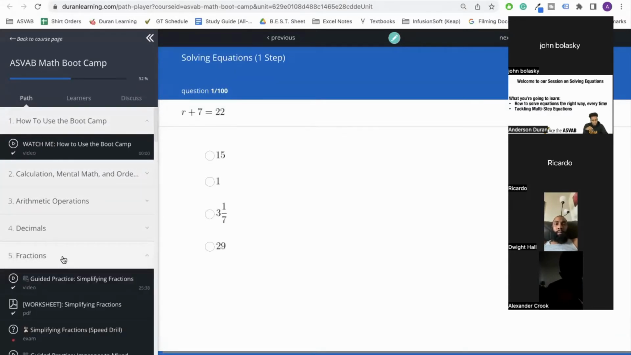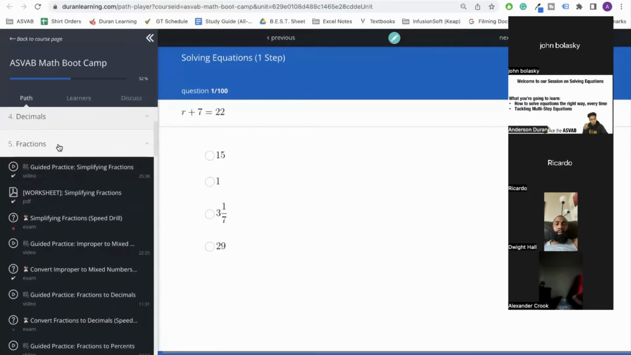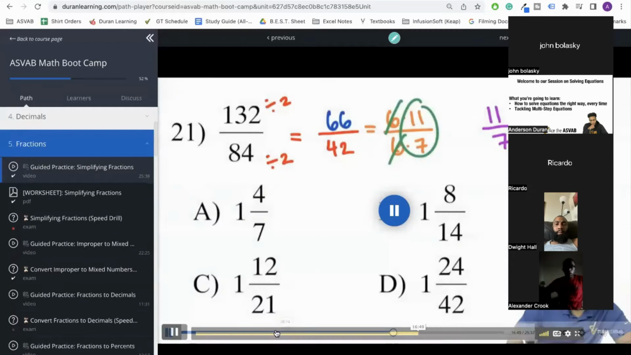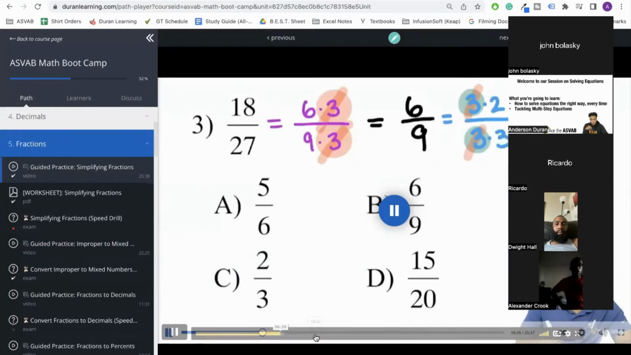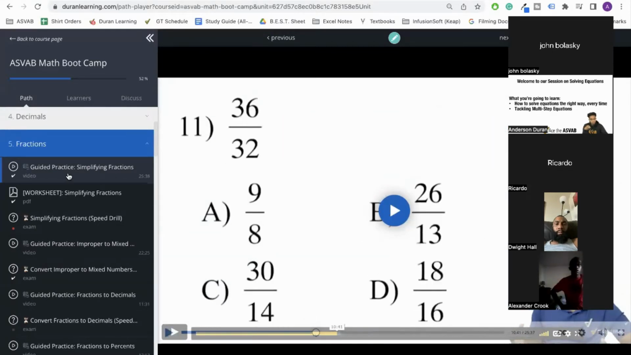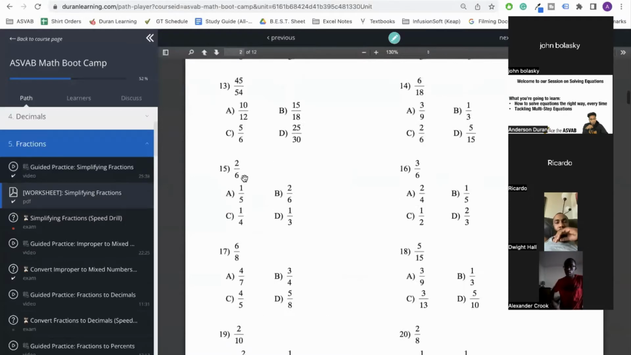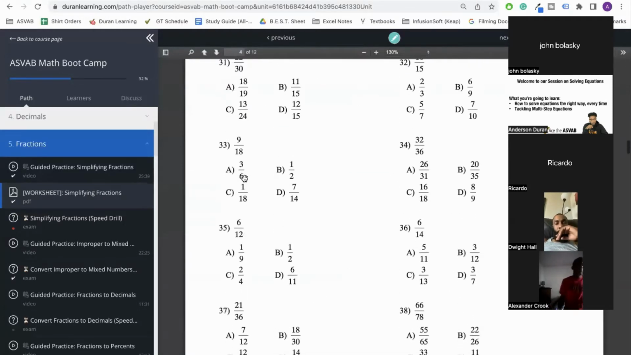But if you go to the fraction section, last week what I uploaded was a guided practice video right over here, literally going through every single type of problem for simplifying fractions. And then after that, my party people, you go through the worksheet and you practice yourself. You got over 100 problems on some of these worksheets.